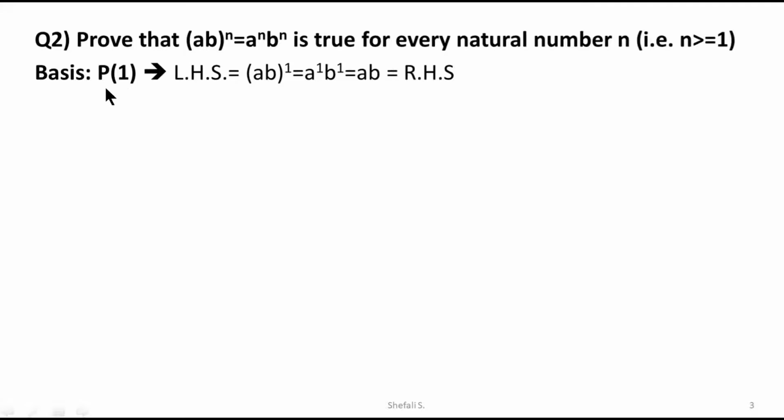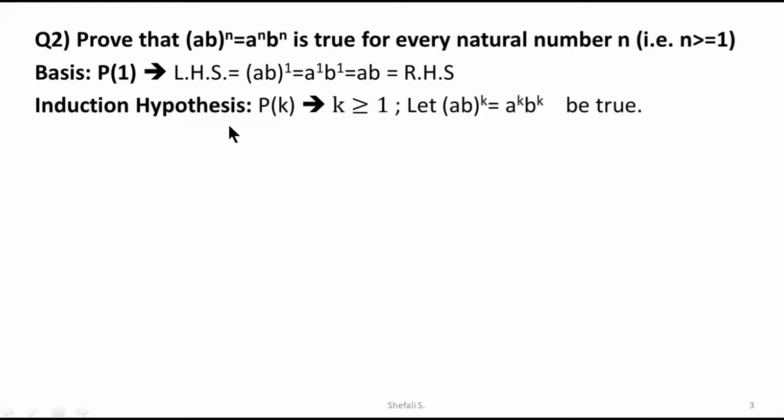Again, I'll require some basis. For n greater than or equal to 1, I need to go for the base condition P of 1, where the LHS is equal to AB, that means AB bracket raised to 1, and that should be equal to A raised to 1, B raised to 1, which is equivalent to AB. So that is equal to your RHS. Hence, I can claim that the basis is proved.